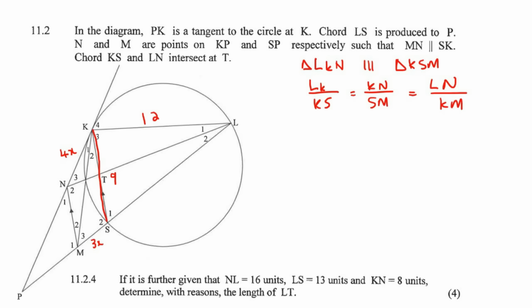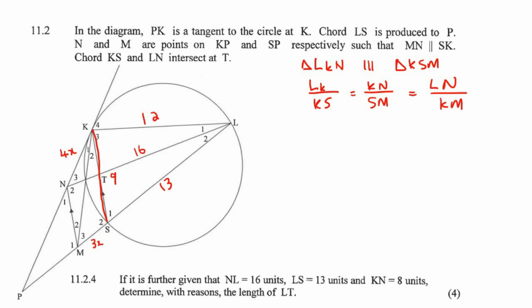Now they say, if it is further given that NL is 16, so now sometimes they're going to go into something completely different, and we won't use this, but let's see. So NL is 16, there's NL, so that's 16. LS, so many different lengths, guys. We know that LS is 13. I'm thinking a bit of a proportionality vibe coming on here, because there are parallel lines.